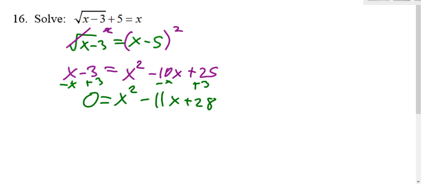And now we can try to factor. So two numbers that multiply to be 28 and add to be negative 11. That'd be 7 and 4, negative 7, negative 4.